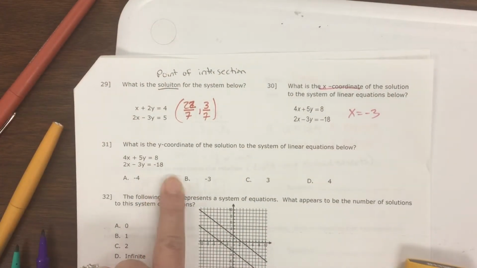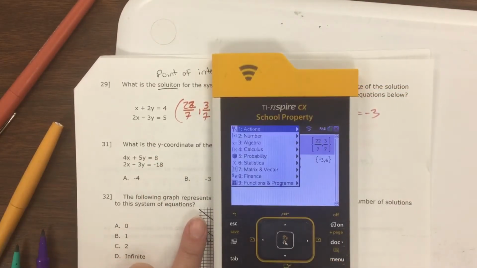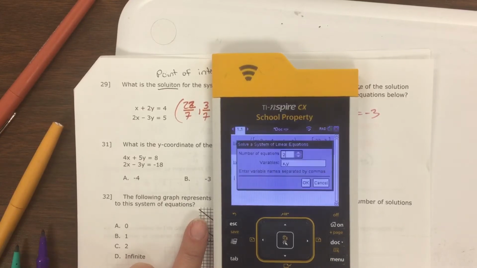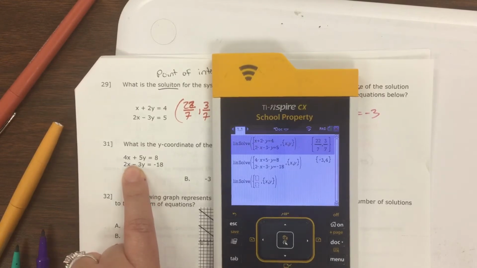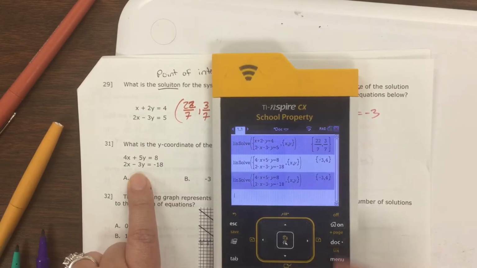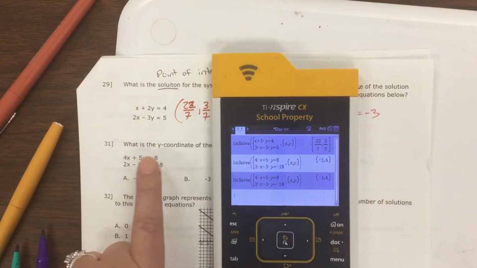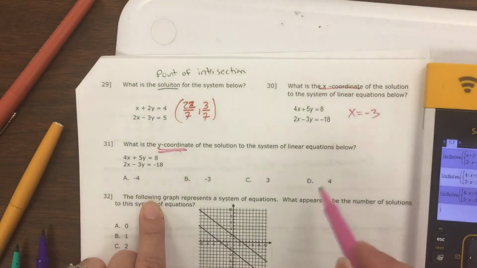Question 31, similar, except now we want just the y coordinate. So I'm going to use my calculator again, menu, 3, 2. I still have 2 equations. I'm still using the x and the y. So I'm going to type my 4x plus 5y equals 8, which is the same one. So just showing you again, you didn't really need to type it all out. And you'll see here I got the same answer because it's the same problem. This time I just want the y coordinate, which is the 4.